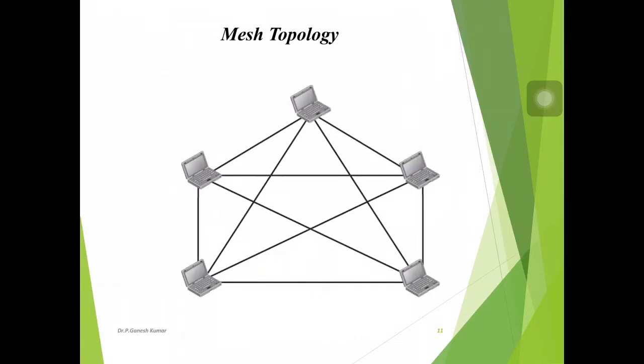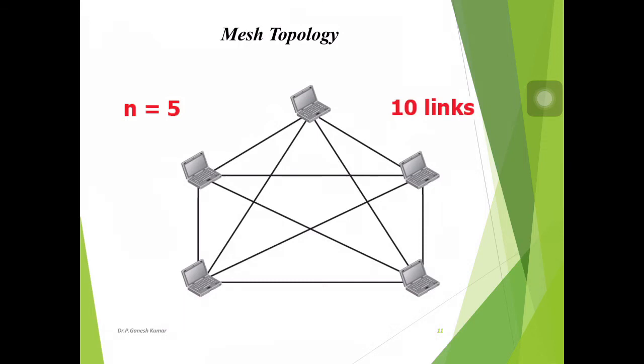For example, we have considered five devices for our case. Consider A, B, C, D, E. Now A will be connected to all other devices in that particular topology. A is directly linked to B, similarly C, D and E. In the same way the other nodes will also be connected. So here the total number of systems is n equal to 5, so the total number of links is going to be 10.